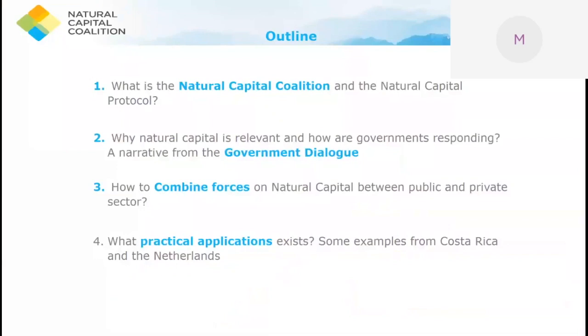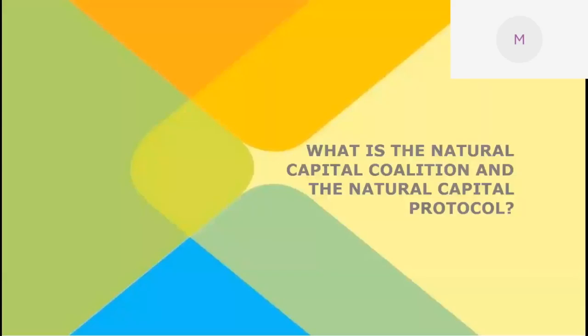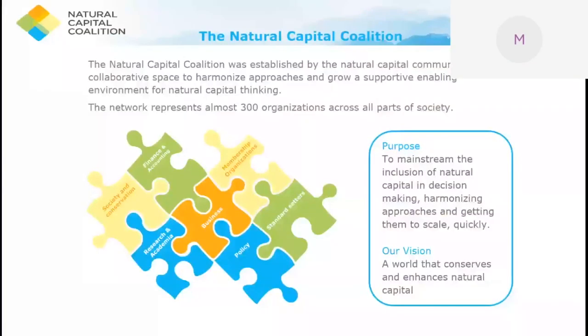So if we move to the next slide, the first part is an introduction of the Natural Capital Coalition and the protocol for those that are not familiar with it. The Natural Capital Coalition was established by the natural capital community as a collaborative space to harmonize approaches and grow a supportive enabling environment for natural capital thinking. We are a multi-stakeholder initiative made up of different stakeholder groups, including conservation organizations, the finance community, the business sector, policymakers, research and academia, as well as others.